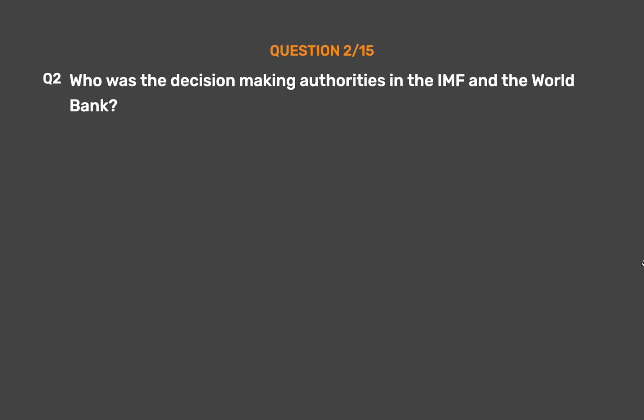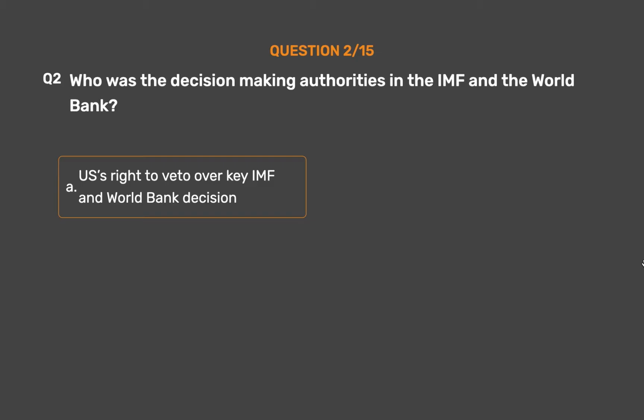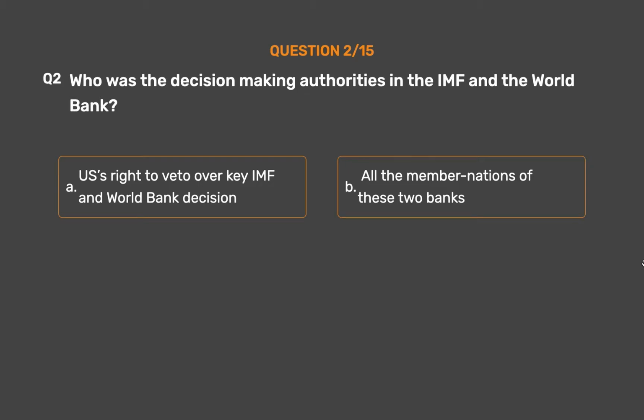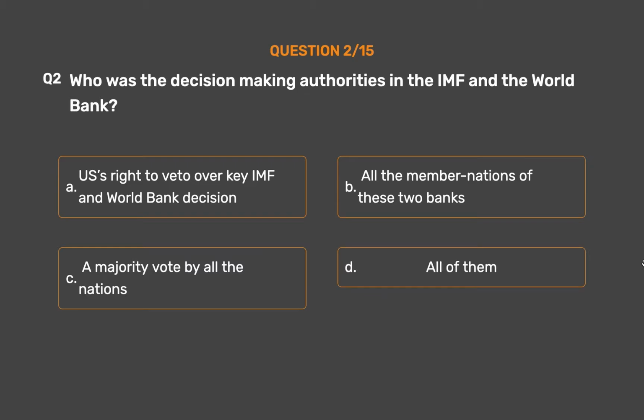Question number 2. Who was the decision-making authorities in the IMF and the World Bank? Option A. US's right to veto over the IMF and World Bank decision. Option B. All the member nations of these two banks. Option C. A majority vote by all the nations. Option D. All of them.